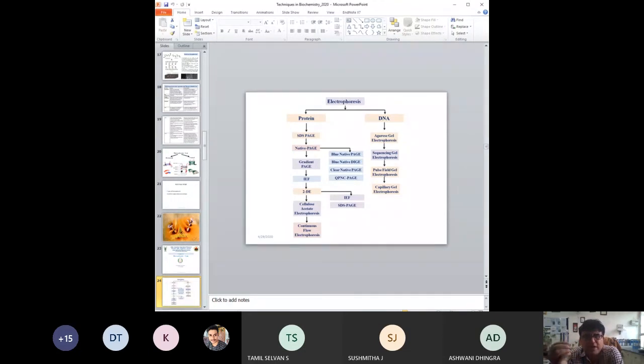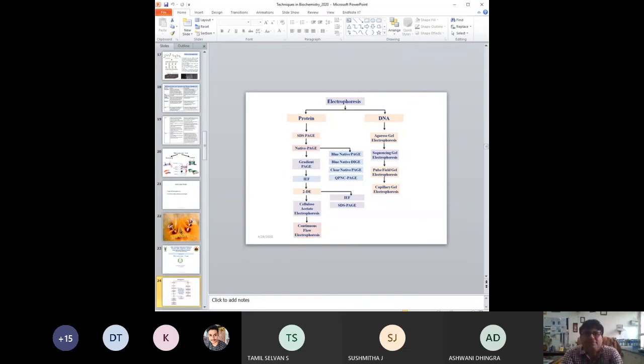And then I told you we have four different classifications under native PAGE. That is blue native PAGE, with blue native dyes. Here DIGE stands for differential gel electrophoresis. Then we have clear native PAGE, which has been basically discovered for metalloproteins. And then we have QPNC-PAGE, which is basically utilized by industry people.